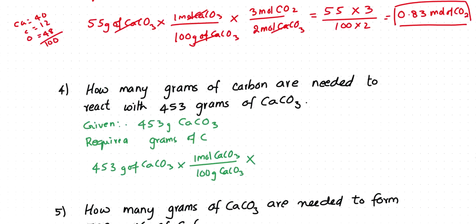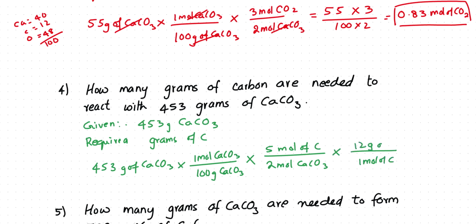So 2 moles calcium carbonate needs 5 moles of carbon. Now they're asking grams of carbon. So this is moles of carbon we have answered here. We have to change into grams. So multiply by 1 mole carbon equivalent to 12 grams of carbon. So final answer now we have in grams of carbon. So we cancel this unit. Grams of calcium carbonate cancels. Moles of calcium carbonate and moles of carbon cancel. So final answer we have in grams of carbon.